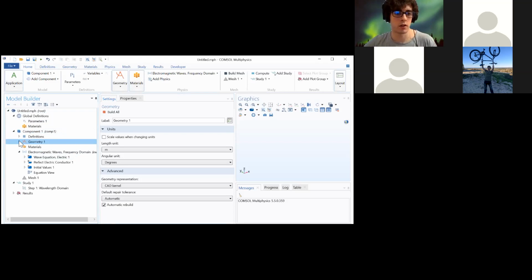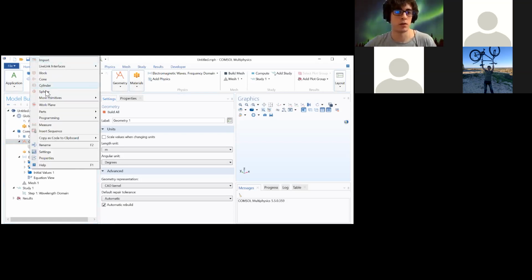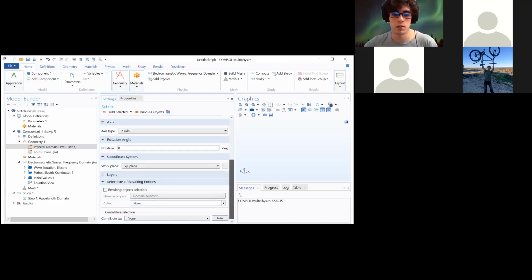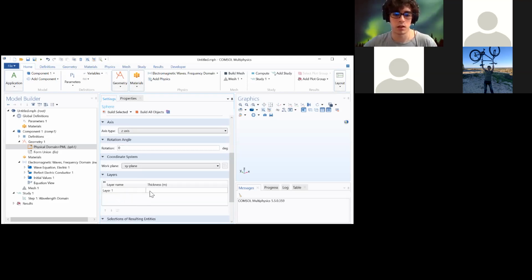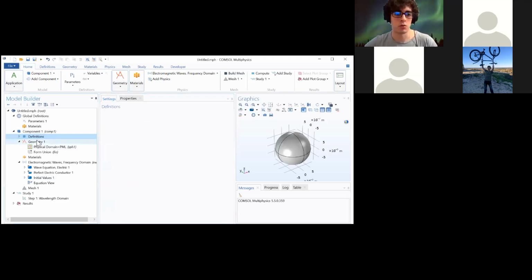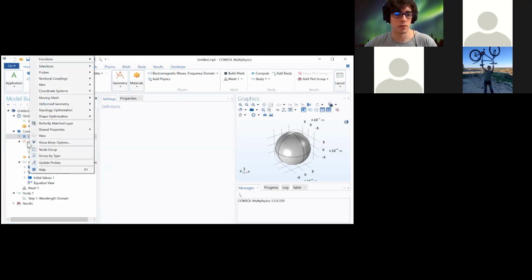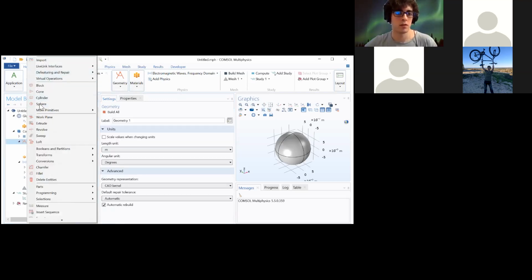So now let us start with geometry. We will build first the physical domain, and write it simply. I will make it centered on the origin, make a layer, which is the PML. And now next we will make a cylinder.